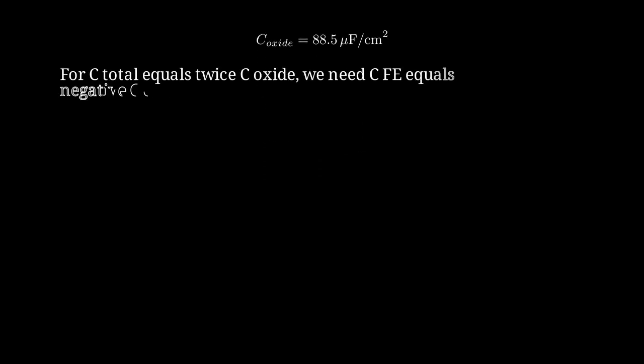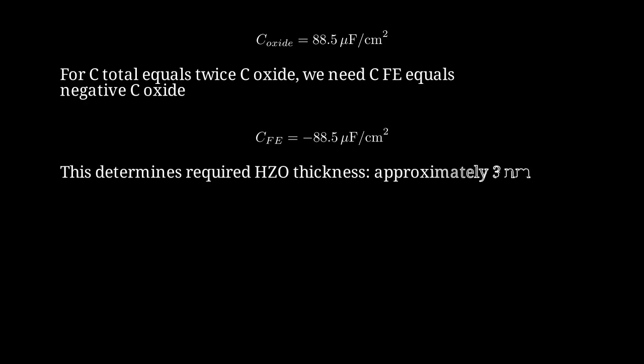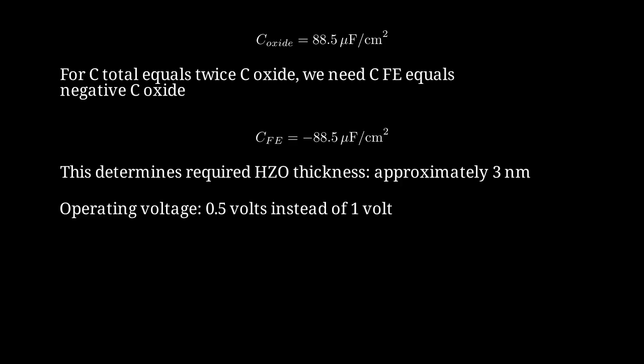To get total capacitance of twice the oxide value, we need the ferroelectric capacitance to equal negative oxide capacitance. So we need C ferroelectric equals negative 88.5 microfarads per square centimeter. This requirement determines that we need an HfO thickness of approximately 3 nanometers. Such a device could operate at 0.5 volts instead of 1 volt, cutting power by 75%.